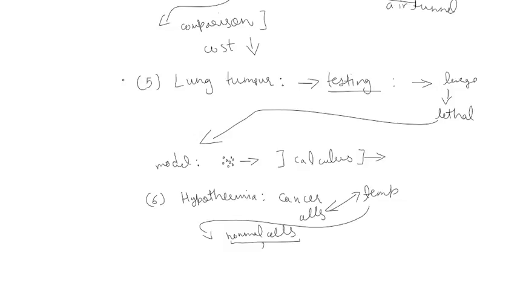But instead of going for something risky, we make another mathematical model and we use it to describe the relation between the normal and the cancerous cells. And what's going to happen if we provide heat to these cells? Will these be affected as well? So this is all going to be based on calculus.